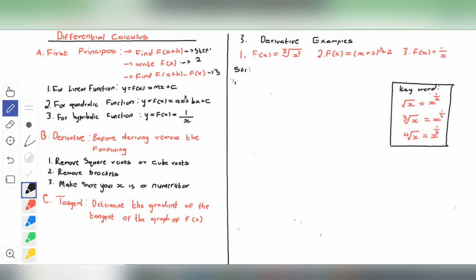So today's lesson will be focusing on the derivative, and I'm just going to show you the ways and the hints on how we solve derivatives.